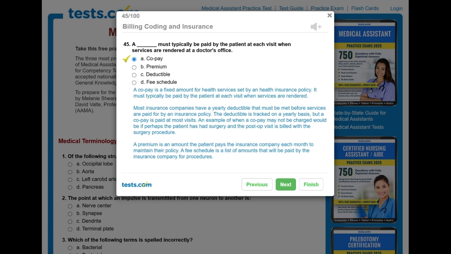An example of when a copay may not be charged would be if perhaps the patient has had surgery and the post-op visit is billed with the surgery procedure. A premium is an amount that the patient pays the insurance company each month to maintain their policy. A fee schedule is a list of amounts that will be paid by the insurance company for procedures.